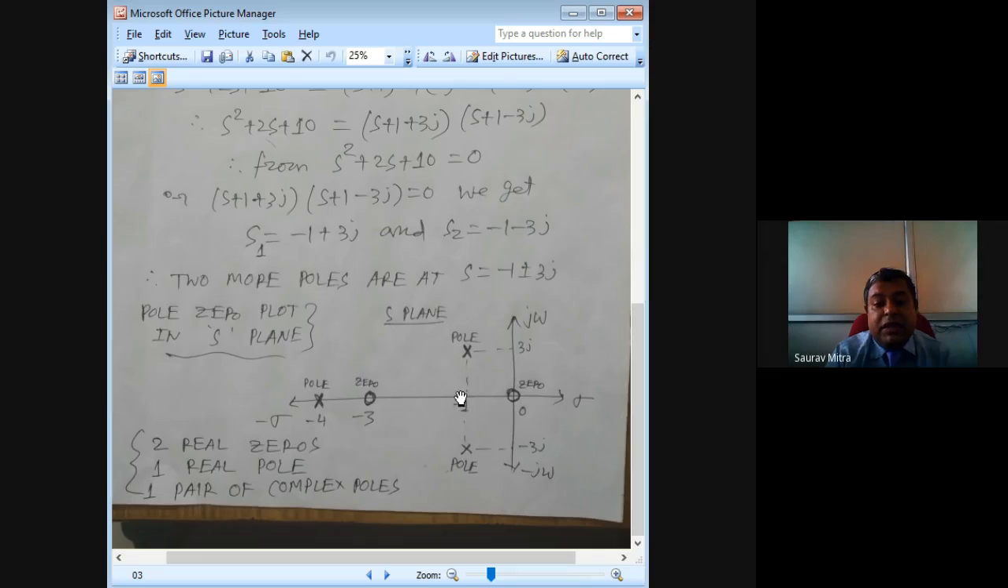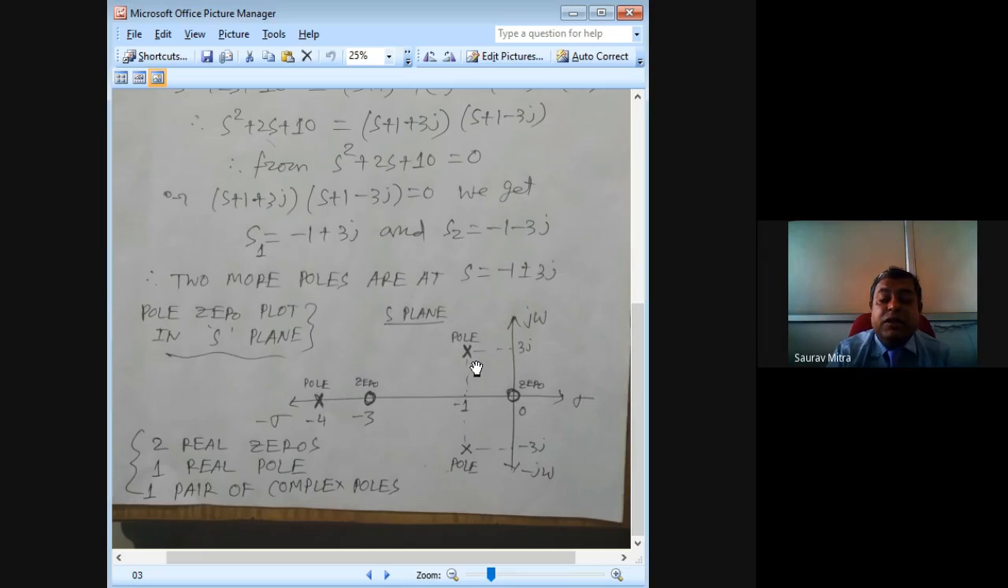So this is minus 1. Nothing you are supposed to mark here, just mark minus 1. But the pole is there at minus 1 plus j3, so it is a complex pole. It will go in the y direction. So this is minus 1 plus j3. Here I have written j3, 3j.